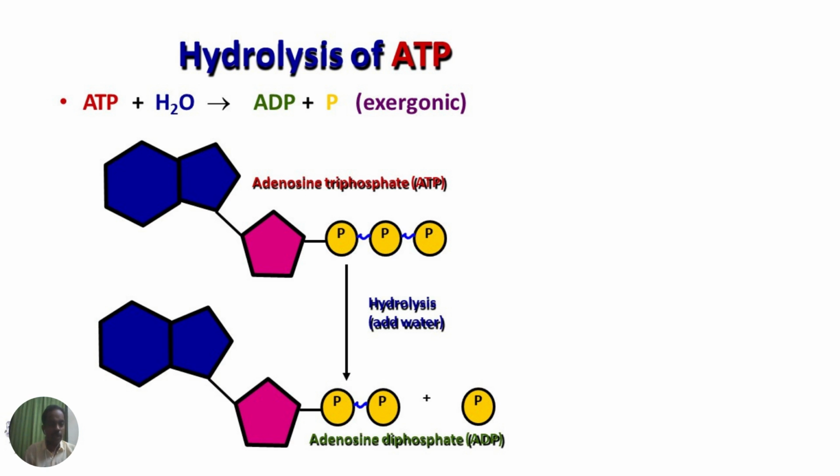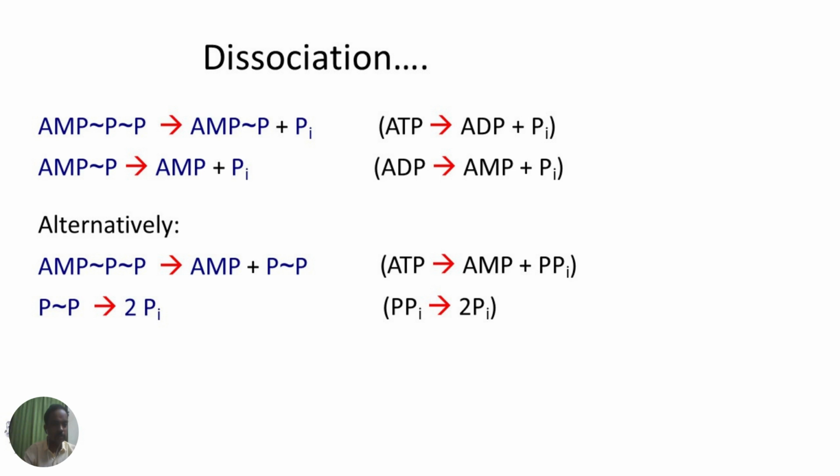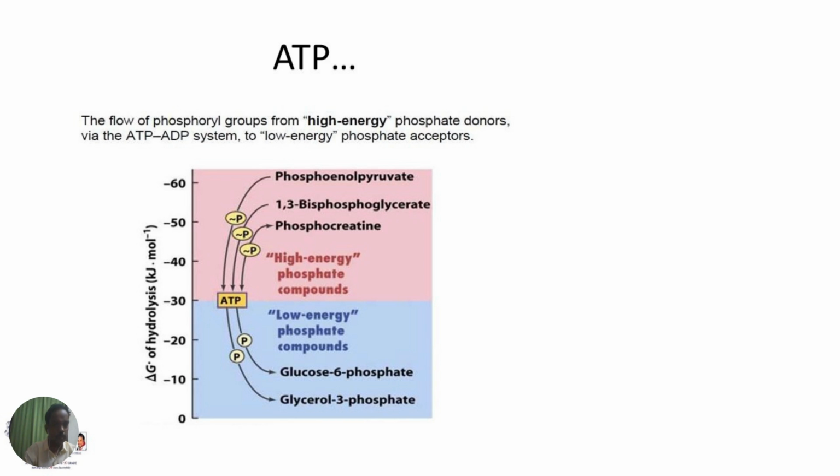So you can see the hydrolysis of ATP to ADP, which is an exergonic reaction, and the dehydration of ADP, an endergonic reaction. This is present over here. And the dissociation: ATP forms ADP plus Pi, or alternatively AMP and PPi, where two phosphate bonds are involved. So this is the classic representation of ATP.